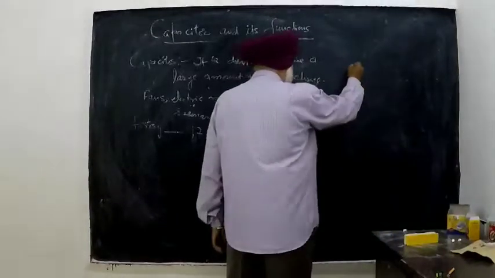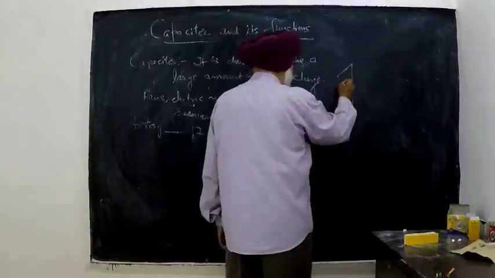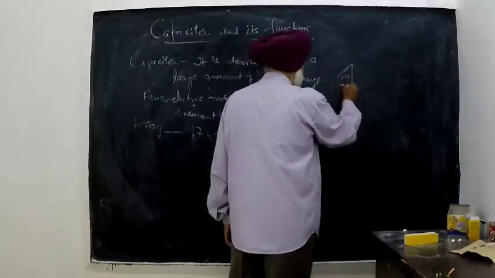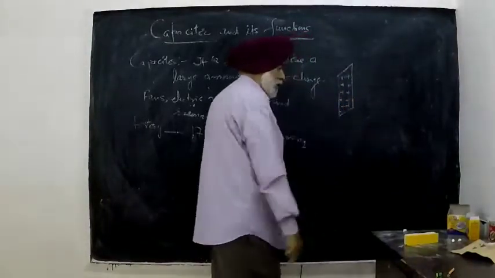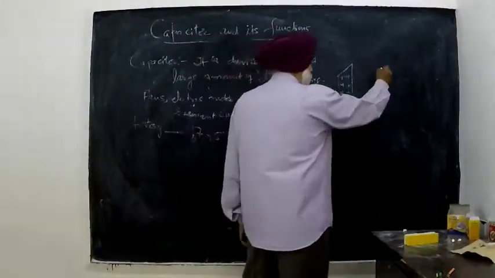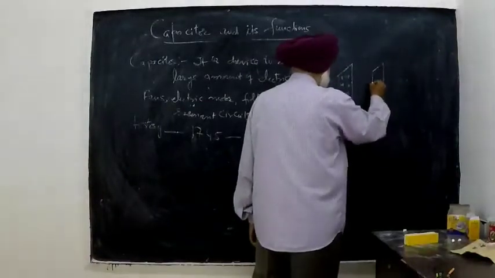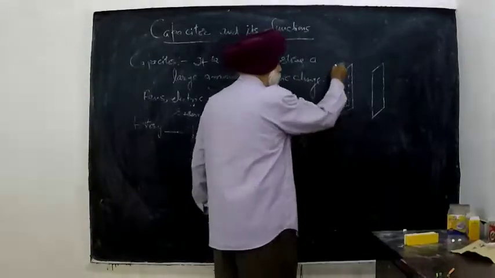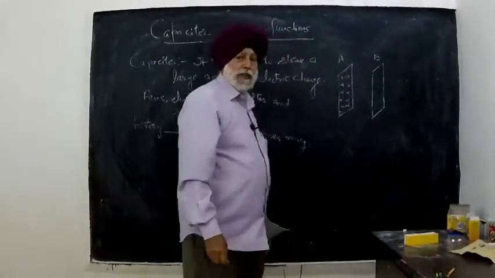So we take a conducting metallic sheet. It is given a charge. Suppose it is given a positive charge, it is a metallic sheet, and we place another sheet near itself, very close to the charged sheet A, we have placed uncharged sheet.